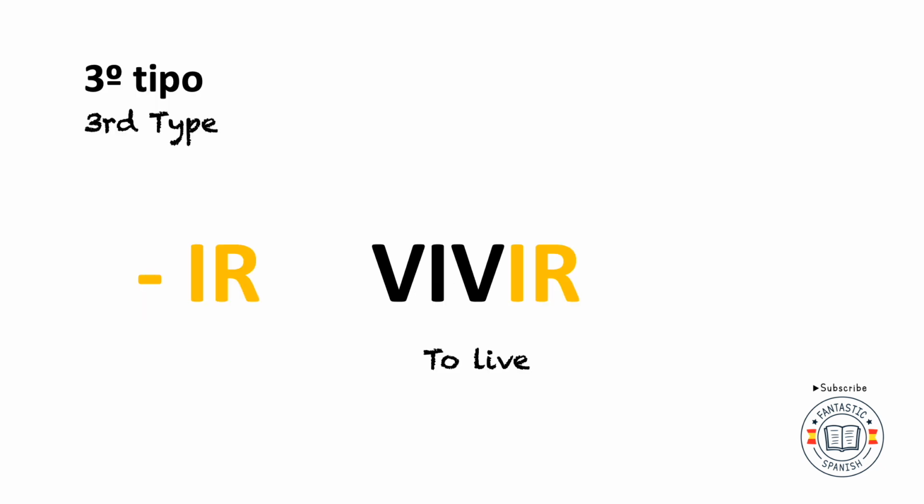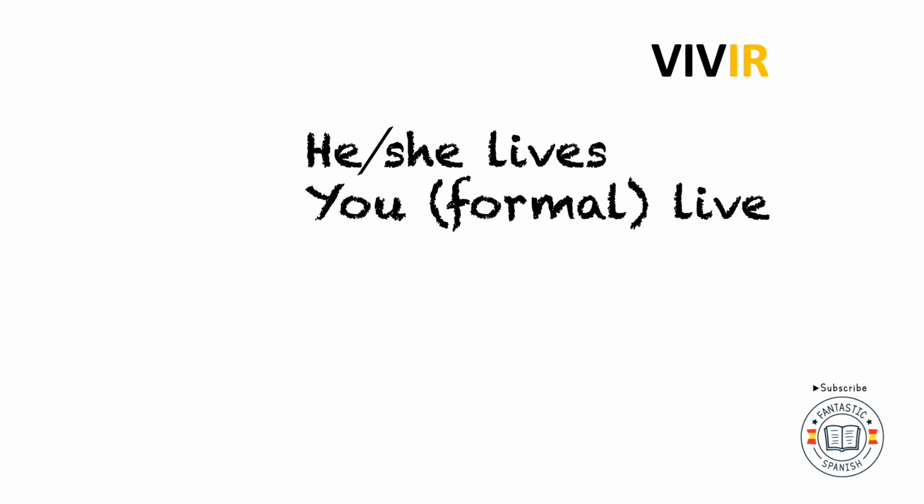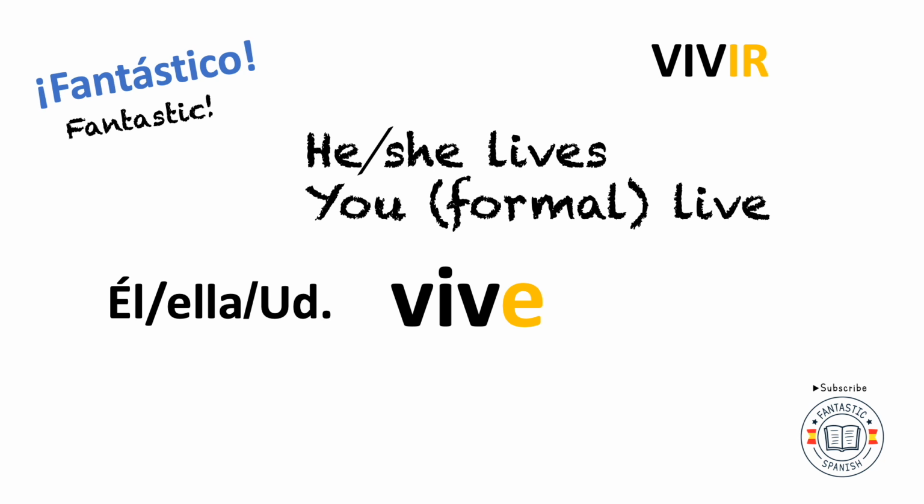And last but not least, the third type, IR verbs, IR in English. Remember, recuerda, vivir means to live. Yes, correct. So the first verb is from vivir, to live. He, she lives. You formal live. Él, ella, usted vive. Fantástico. Fantastic.